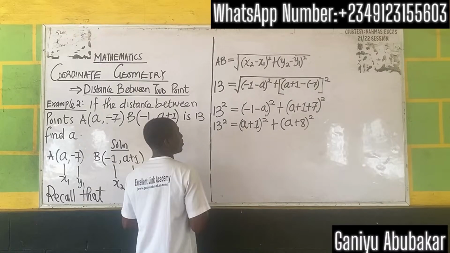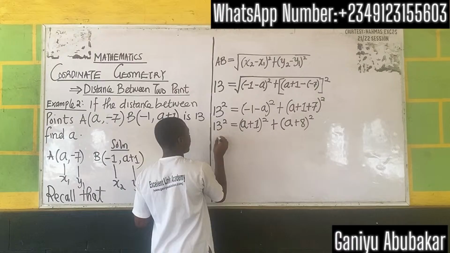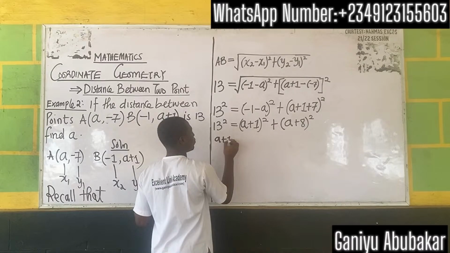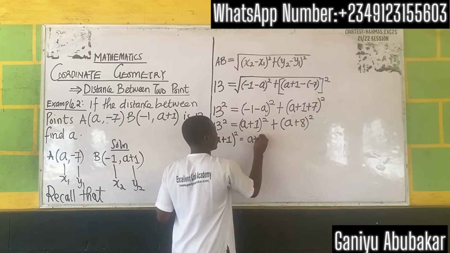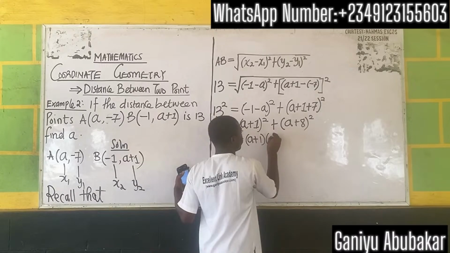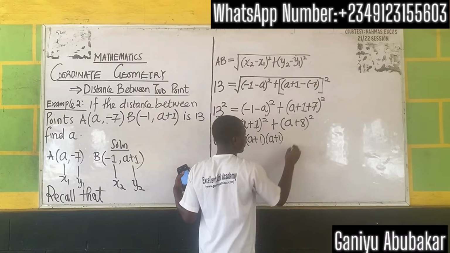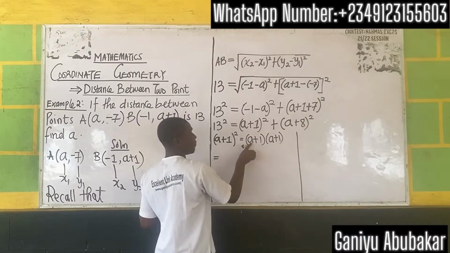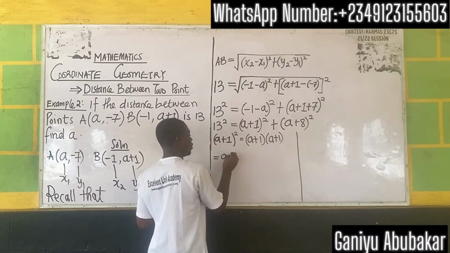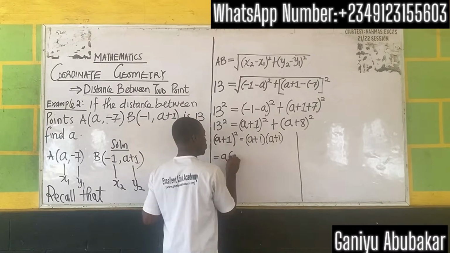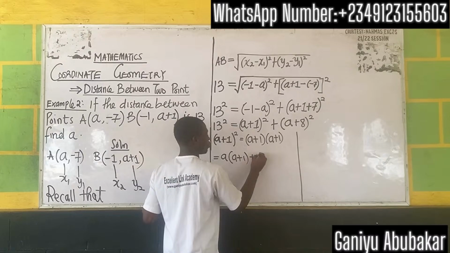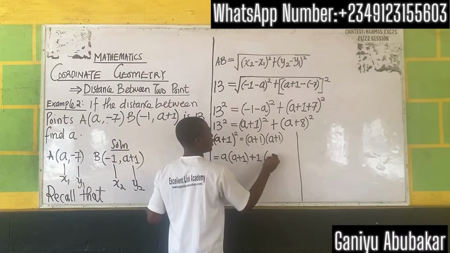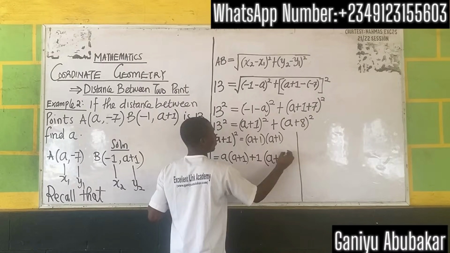So let's try to break this down. If I have a plus 1 all squared, this means a plus 1 into a plus 1, right? This is now equal to, bring out the first term here, that's a, into everything here gives you a plus 1. Second term here is plus 1, right? Into everything here is what? A plus 1.